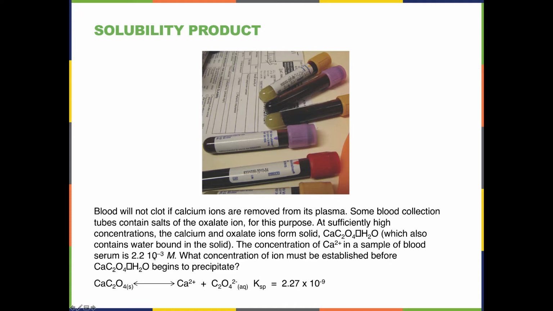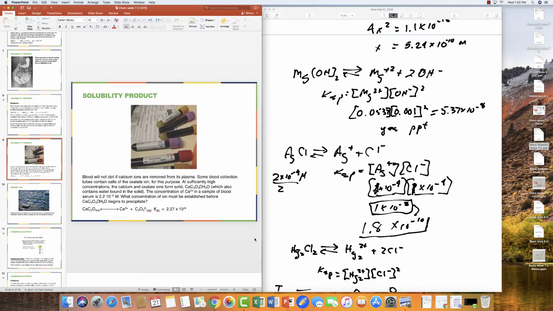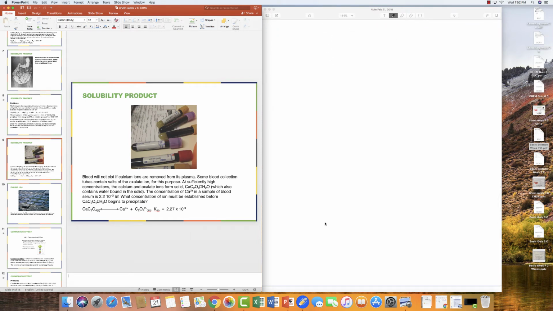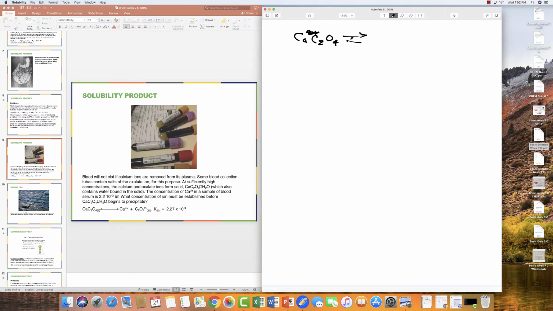So what the question is asking is, if we know this is 2.2 times 10 to the minus 3, what concentration of oxalate has to be present in order for us to have a precipitate? In order to do this problem, you need a clean sheet of paper first. So we have calcium oxalate goes to form calcium ions plus oxalate ions.